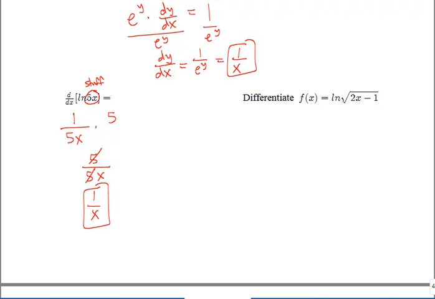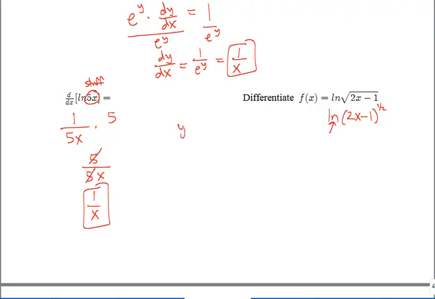Now, in order to deal with the square root, it's probably a good idea to change that square root to a power. So I'm going to replace the square root with parentheses and raise the parentheses to the 1/2. So now let's jump in. Our outermost function was that ln.